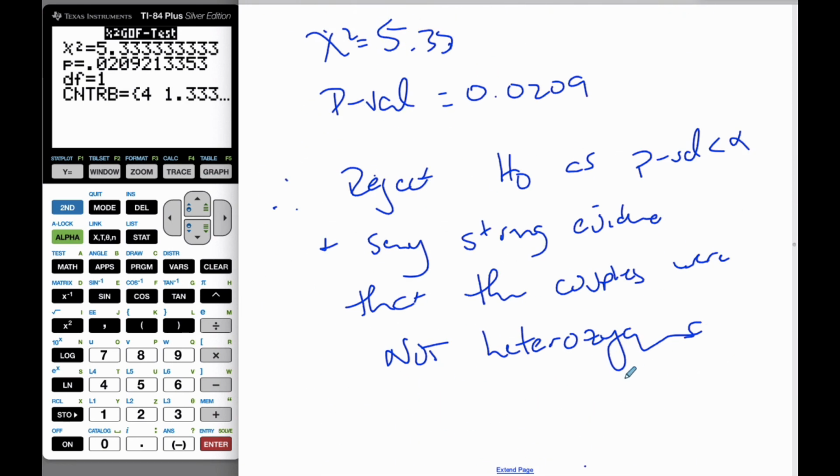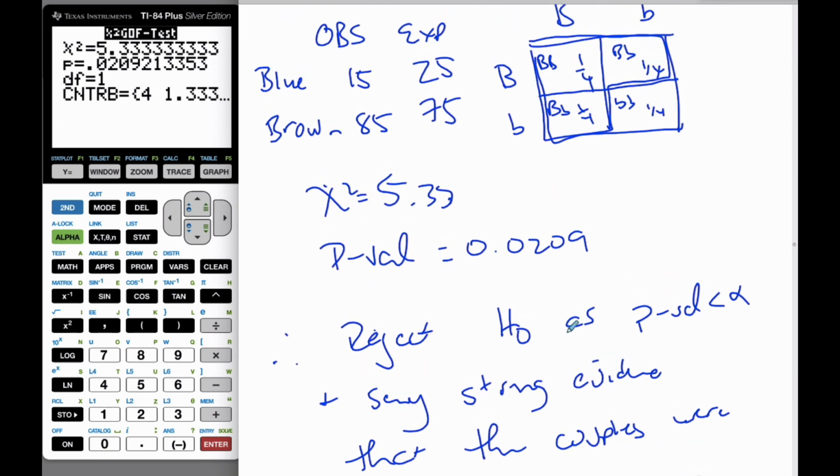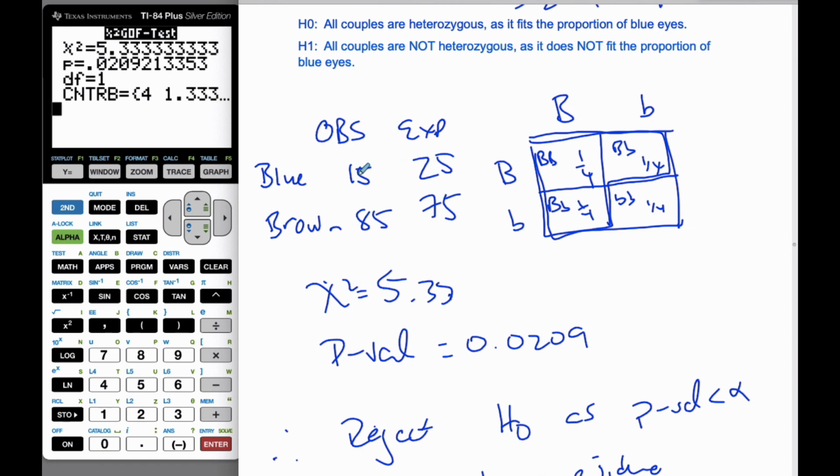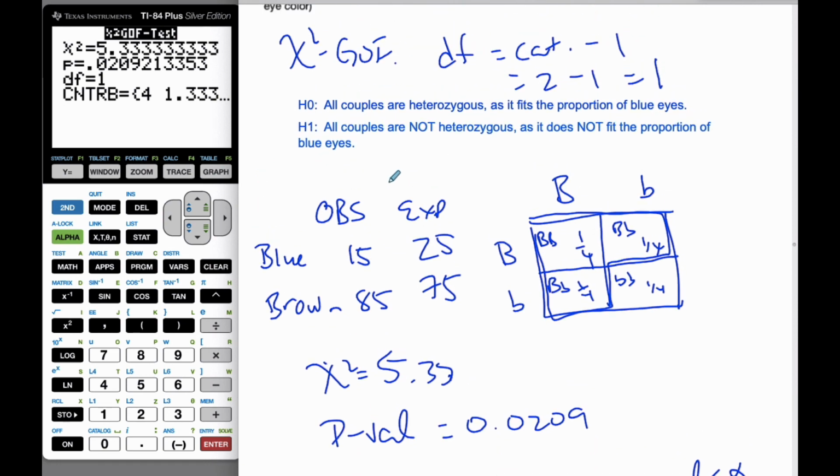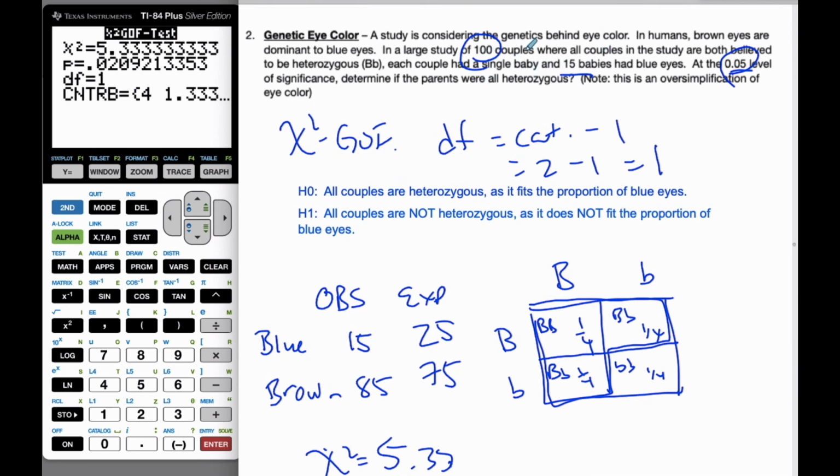Okay, I don't know how to spell that word very well, so I'll scribble it out at the end. And so basically what we're saying, because these values are not close enough to be just random variation, we're going to say that not all of these couples were heterozygous. We had some that must have been, I think it's homozygous is the term that they're looking for.